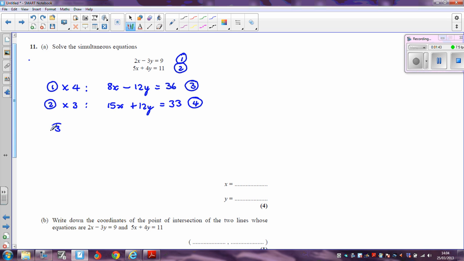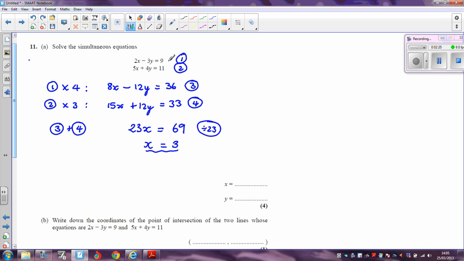I can now see that I can add equation 3 to equation 4, because I'm going to have minus 12y add plus 12y. Those are going to cancel each other out, or disappear. So 8x plus 15x, well that's 23x. As I've said, the y's have disappeared. And I'm now going to add 36 and 33, well that's 69. So 23x is equal to 69. If I now divide both sides by 23, on the left-hand side I get x. On the right-hand side, well, 3 23s make 69, so x is going to be 3. So I've found out what x is.